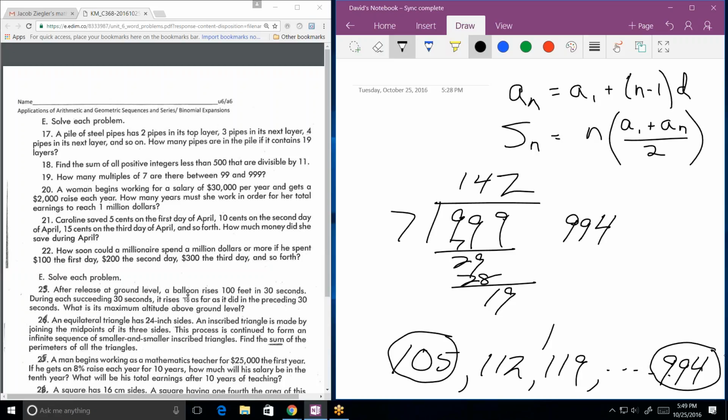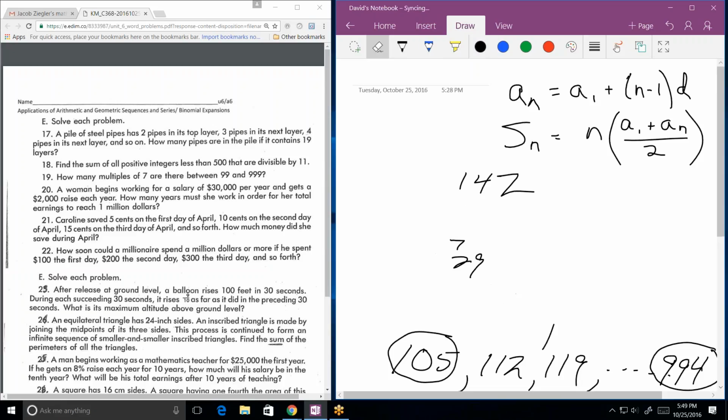How many terms are in that sequence? How do you do it? Here, it would be... Just tell me how to do it and I'll write it. I did 105 divided by 7, so I got 15, and then I did 994 divided by 7. And you got 145. Yeah. So that's not a bad way to do it, but you're still going to have to add that 1.